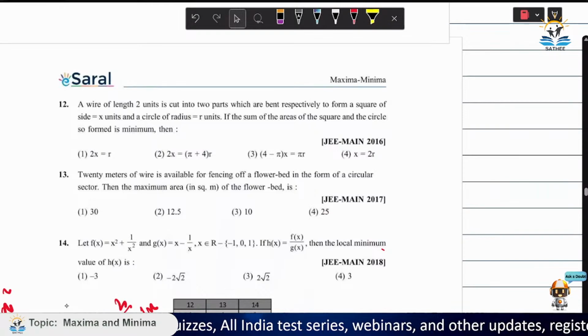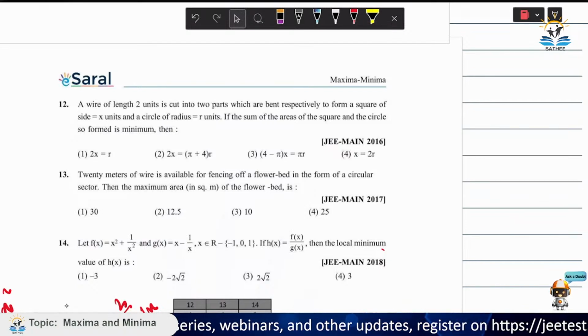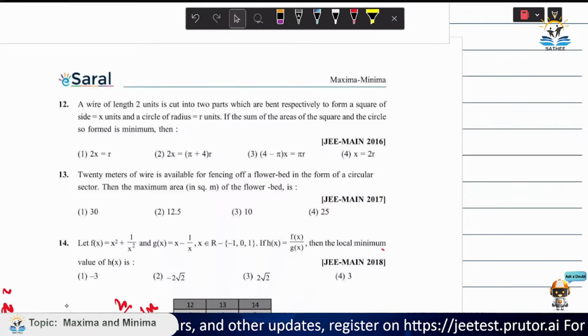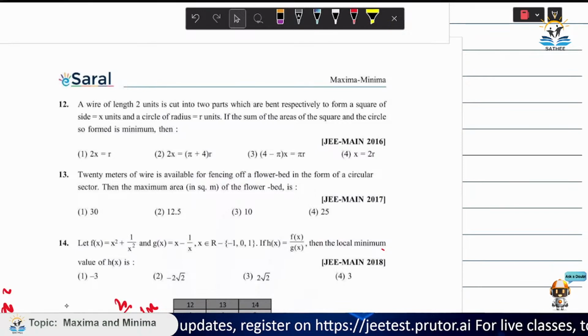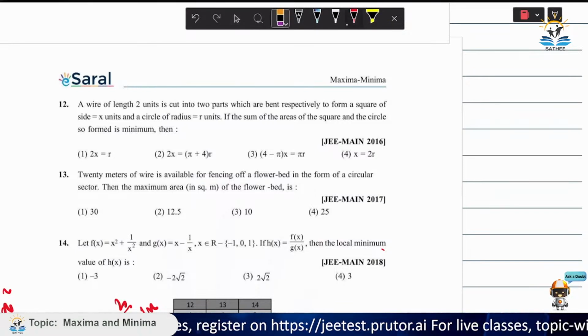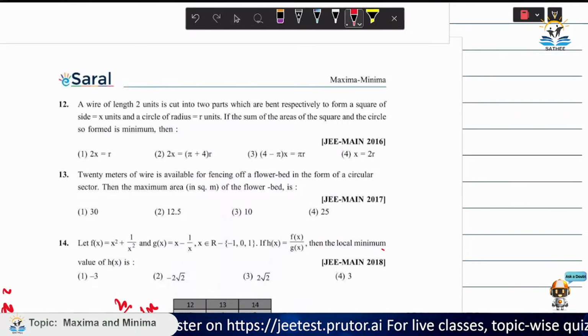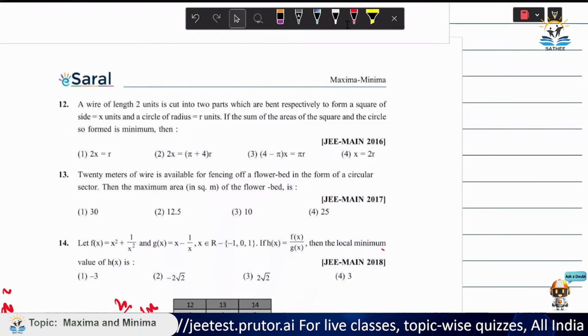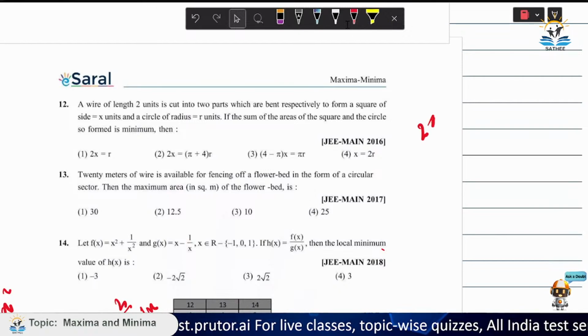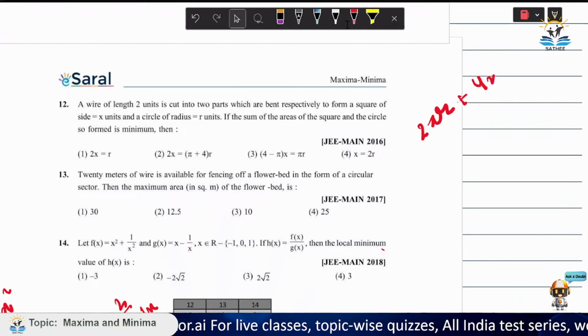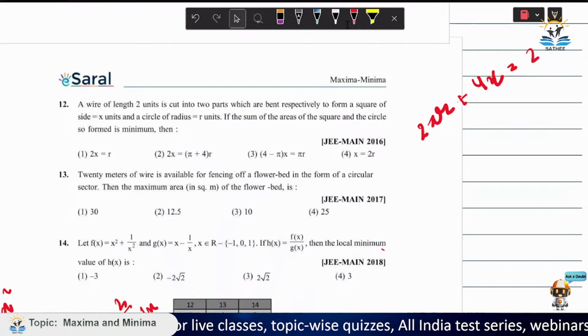Okay. So a wire of 2 units is cut into two parts which are bent respectively to form a square of side x units and a circle of radius r units. If the sum of the areas has to be minimized, right? So let's take, okay, 2 pi r plus 4x equals 2.